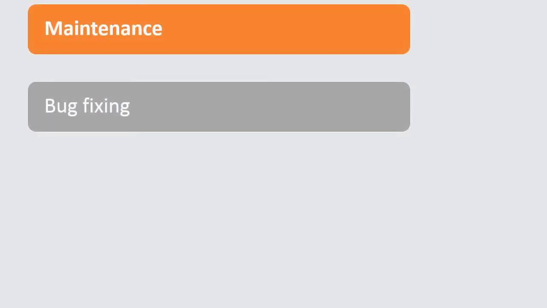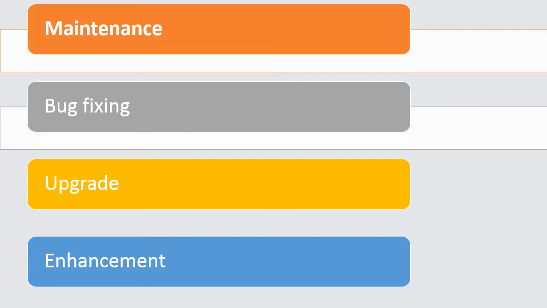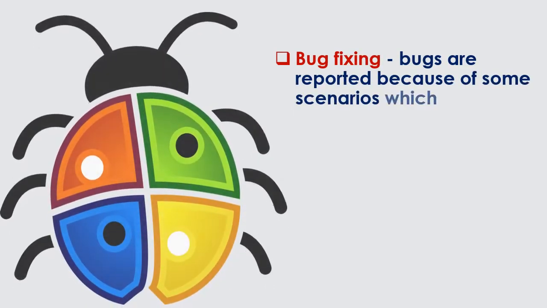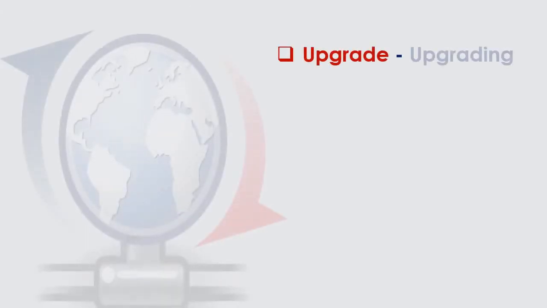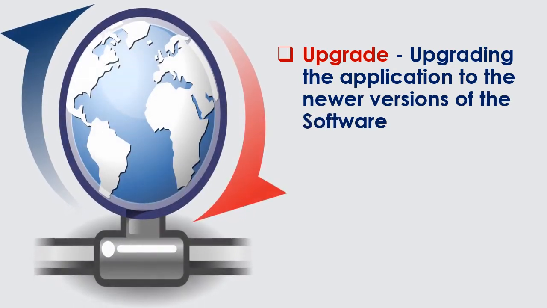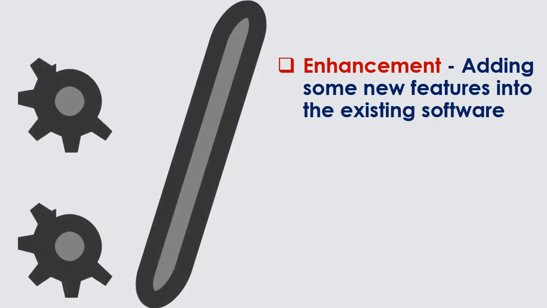Maintenance activities are bug fixing, upgrade and enhancement. Bug fixing: bugs are reported because of some scenarios which are not tested at all. Upgrade: upgrading the application to the newer versions of the software. Enhancement: adding some new features into the existing software.